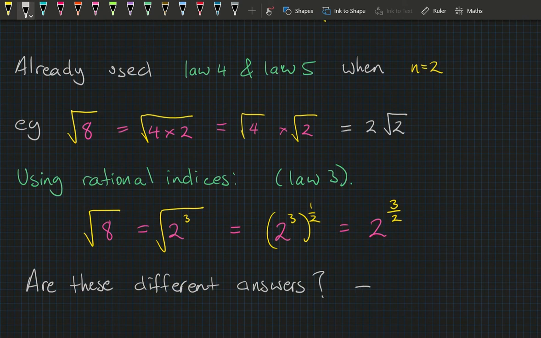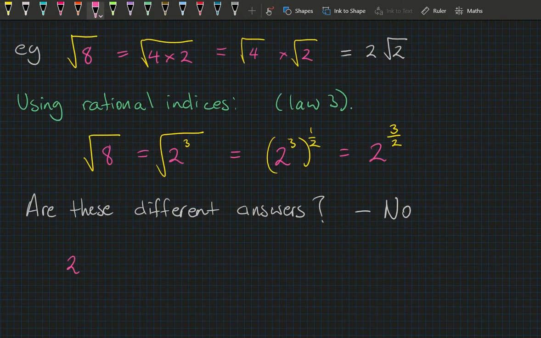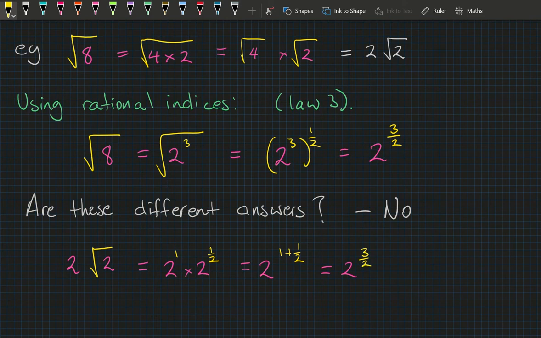Well, no, they're not. So let's start with the first answer, 2 times the square root of 2. Well, that's 2 to the power of 1 times 2 to the power of a half. And using index law 1, we now get 2 to the power of 1 plus a half. And 1 plus a half is equal to 3 on 2. So just a quick inspection using index law 1 showed us that these two different ways of expressing the problem actually give the same answer.